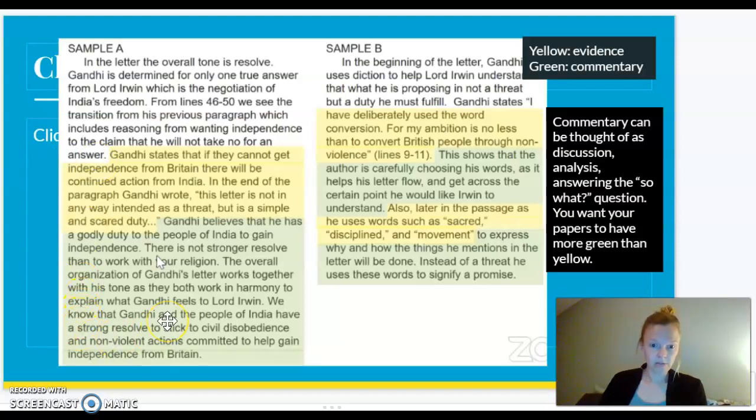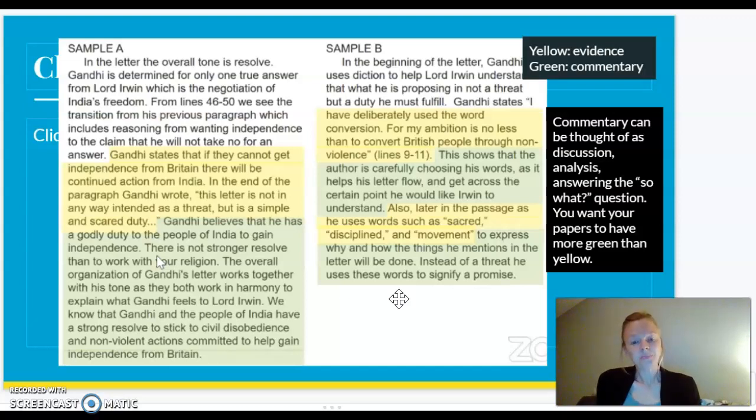The overall organization of Gandhi's letters works together. With this tone, they both work in harmony to explain what Gandhi feels toward Lord Irwin. We know that Gandhi and the people of India have a strong resolve to stick to civil disobedience and nonviolent actions committed to help gain independence from Britain.